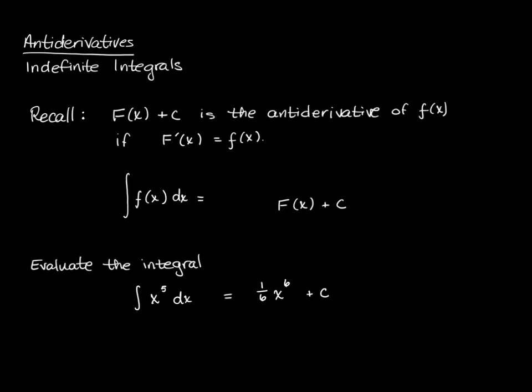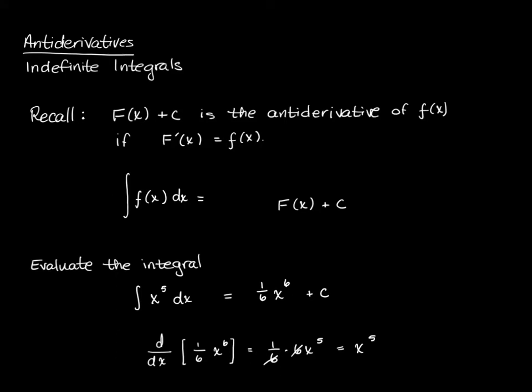Let's make sure this really is right by taking the derivative of 1/6 x to the sixth. The derivative of 1/6 x to the sixth is 1/6, the constant, times the derivative of x to the sixth, which is 6x to the fifth. The 6's cancel, and we have x to the fifth. The plus c, of course, when you take its derivative, becomes 0.